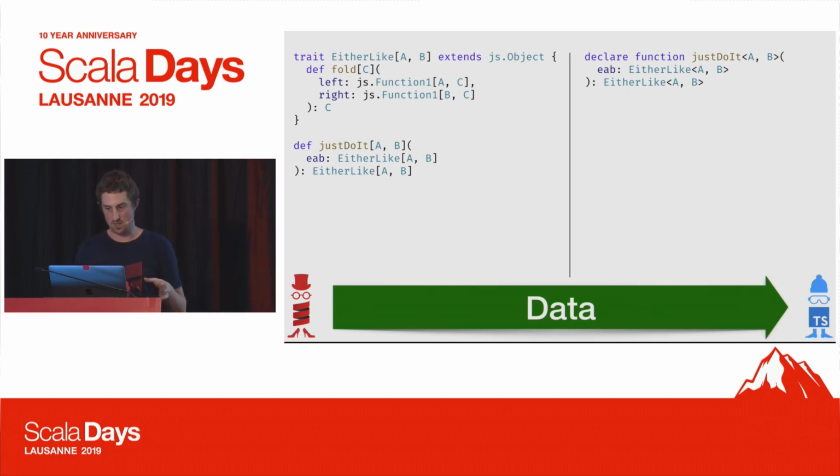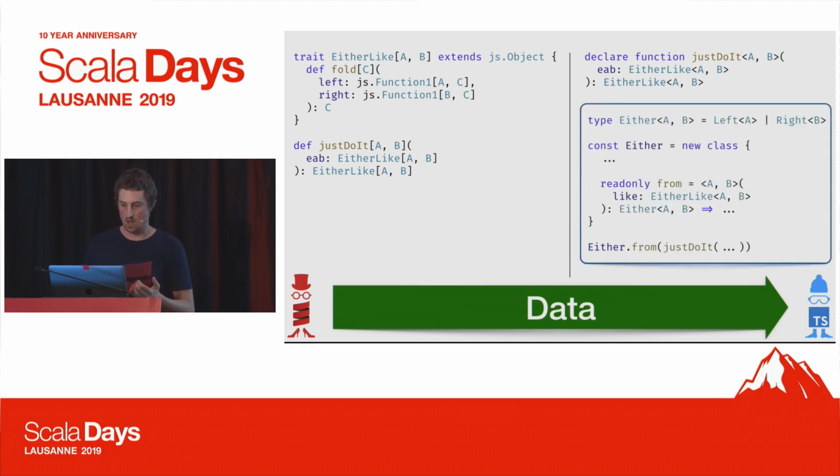And instead, from ScalaJS we just export this really simple either-like object, which just contains the fold method. And then at the use site in TypeScript, you can just wrap it with the either type we've implemented in TypeScript.